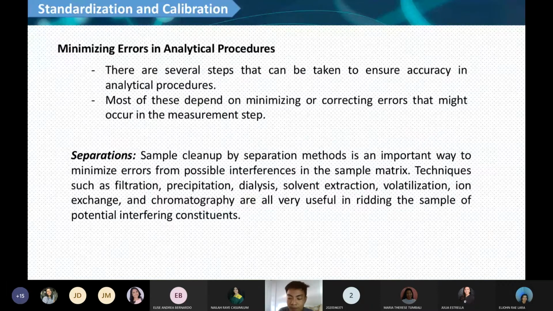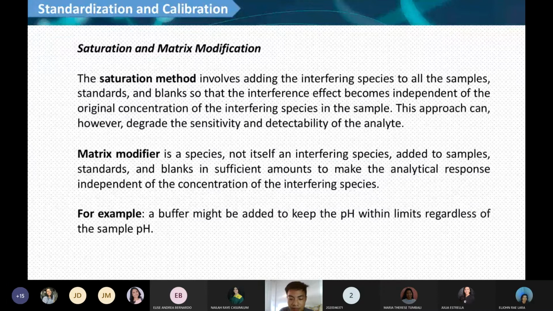Ano pa? Pwede mo pa yan i-concentrate using dialysis or solvent extraction, volatilization. So, ibig sabihin ng concentrate, binabawasan mo yung solvent. Pwede mo siya i-evaporate so that the solvent will be evaporated. Ang matitira na lang sa solution ay concentrated solutes. No? So, yun yung mga process na pwede mo gawin to minimize the error.